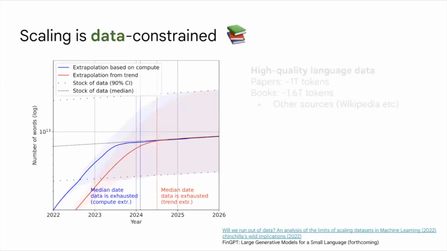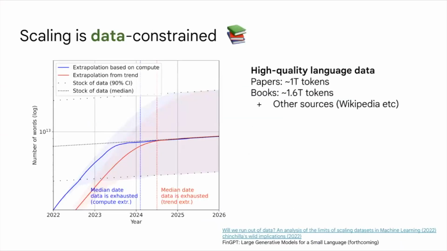But we want to go even bigger in the future. So yeah, we have to look for that data. There's a bunch of other high quality sources like Wikipedia and so on, but it's pretty limited. We also have a lot of code. On GitHub, there's roughly 14 trillion tokens. So that might be another source of data.